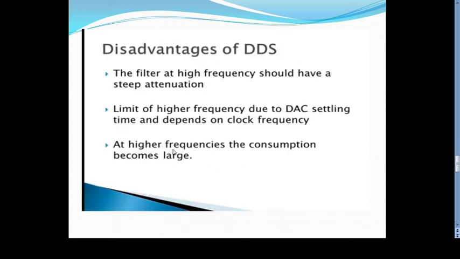So what are the drawbacks of the direct digital synthesizer? First, a filter at higher frequency should have steep attenuation. Second, the limit of the higher frequency is due to the DAC settling time and depends upon the clock frequency, and at higher frequency the power consumption becomes large. So this is all about direct digital synthesis.